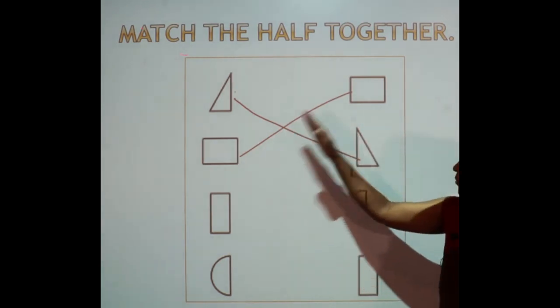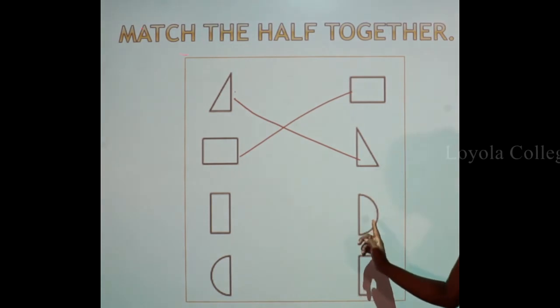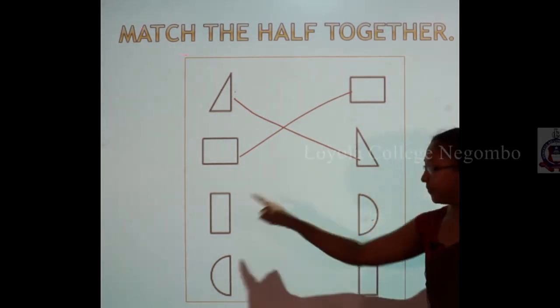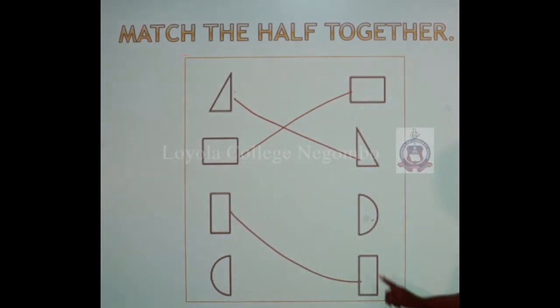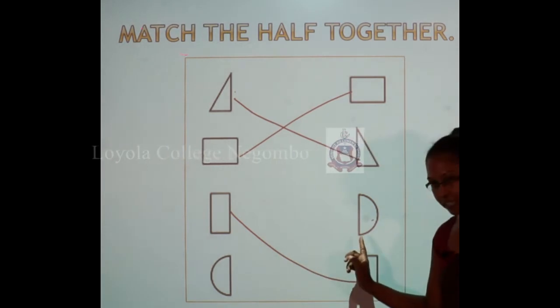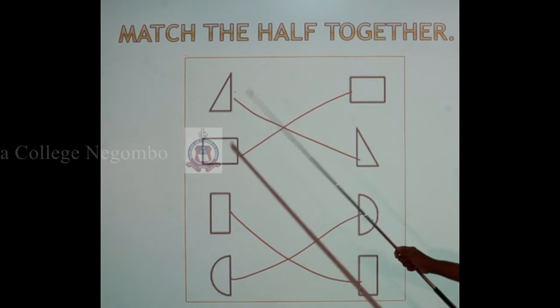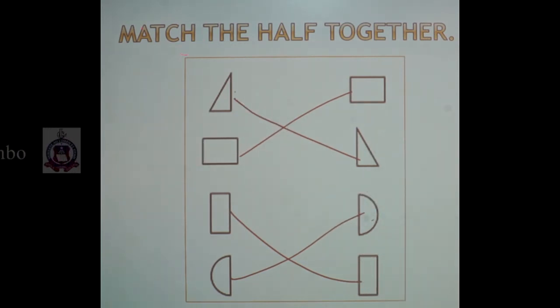Here 2 equal parts. And where's the half of this? If you match it to this, is it correct? No, these 2 are not similar. Here we have 2 similar parts. And the half of this is this one. See Pute, halves means always 2 similar parts. So it's very easy for you to identify.